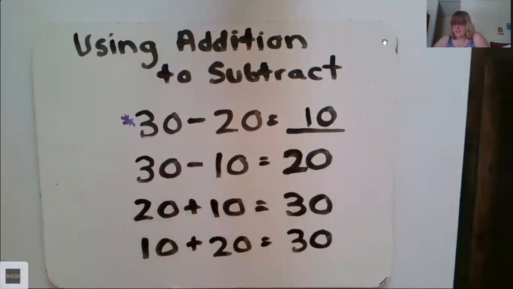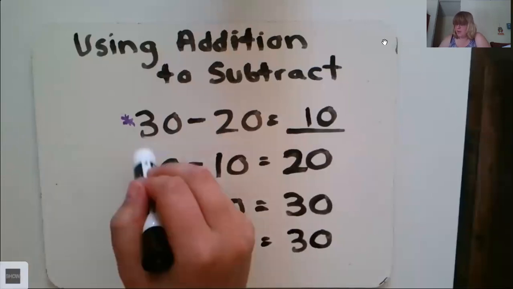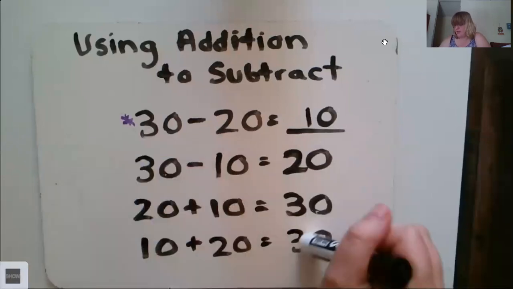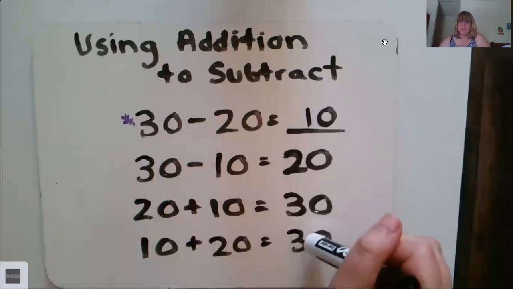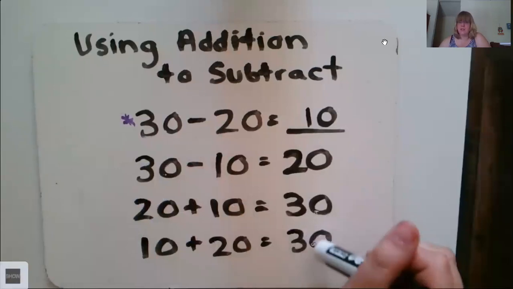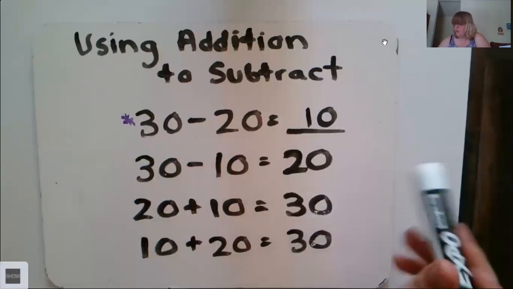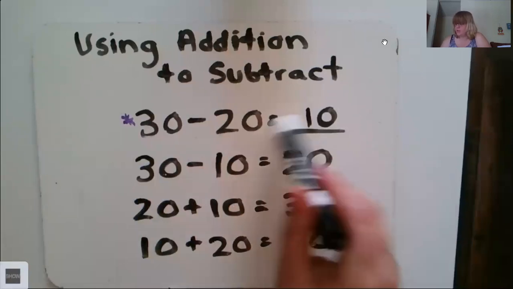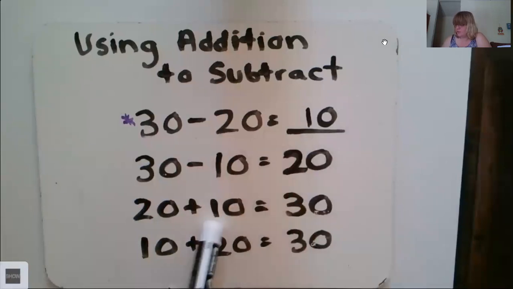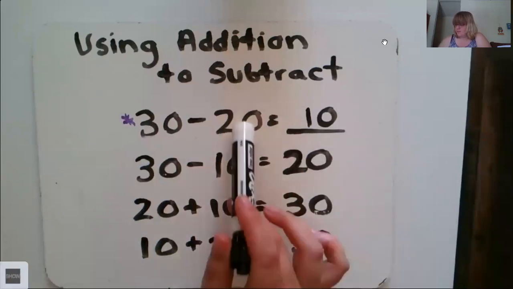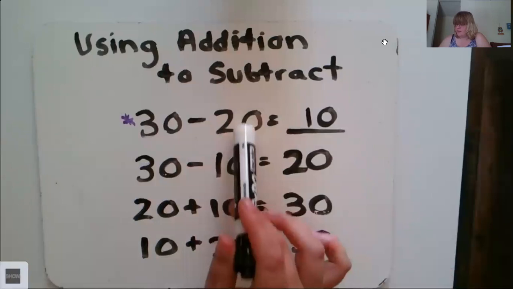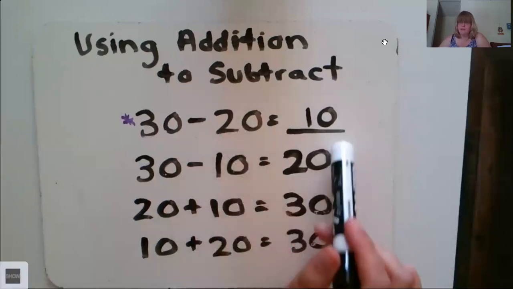So when we're making these fact families, we want to remember when we're adding, the biggest number that we have is always going to be the answer. 30 is our biggest number. That is our sum, our total. The two smaller numbers are always going to be the addends for an addition problem. And we can subtract them to find the difference.